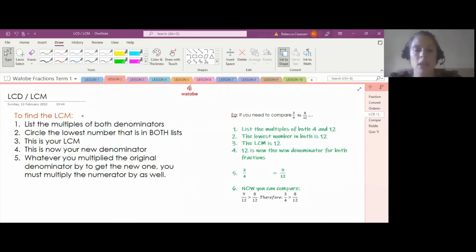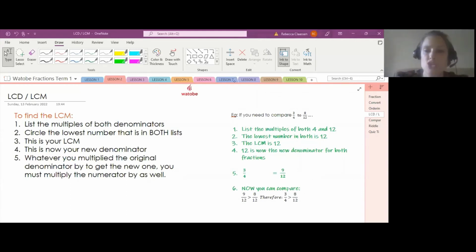Okay, so we're going to find the multiples. And remember, a multiple is the answer in the times table. So we list the multiples of each of them, and then we circle the lowest number in both lists, and that's going to be your new denominator. Whatever you multiply the original denominator by, you're going to multiply the numerator by.